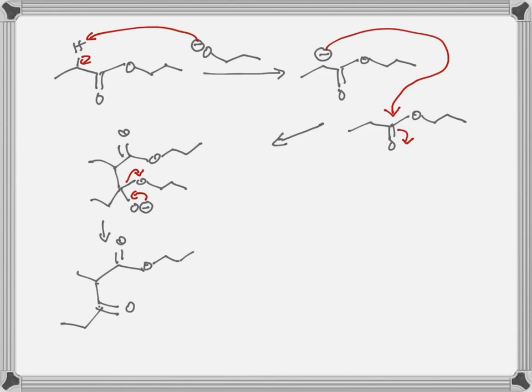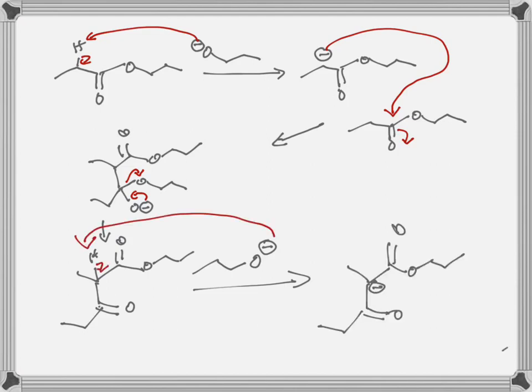But the reality is the base in this solution is strong enough. Actually, it's the same base that it has been. It's just that this product is more acidic than the starting material was because it's next to 2 carbonyls instead of just 1. So because the base is still in solution, it's going to deprotonate it there and give us this anion.